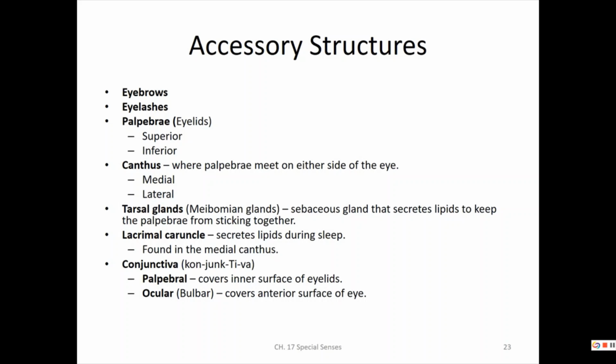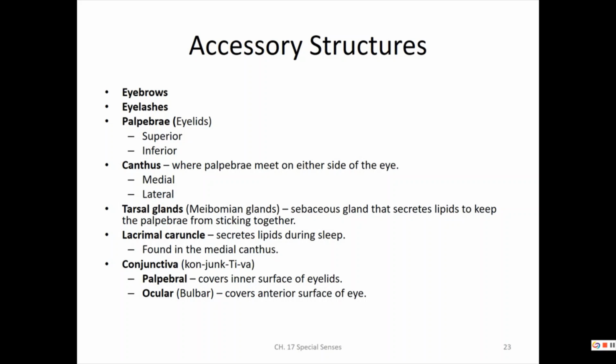We saw the lacrimal caruncle in lecture. That's what makes lipids while you're asleep. If you go to the medial side of your eye orbit, you'll find crusty material there when you wake up. Your sleep, your eye boogers, that's your secretions of the lacrimal caruncle in the medial canthus. Now we also know there's the two conjunctiva. There is palpebral conjunctiva. That's what's on the inside of the eyelid. And then it folds over on itself and forms the ocular conjunctiva.